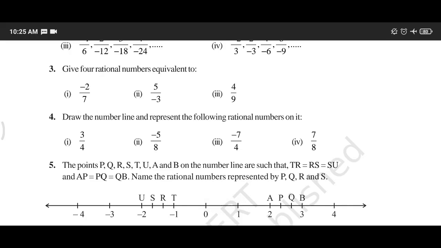Now this is question number 3. Write 4 rational numbers equivalent to the given ones. There are 3 parts and you are required to do them one by one. Now let's solve it. How will we do this?